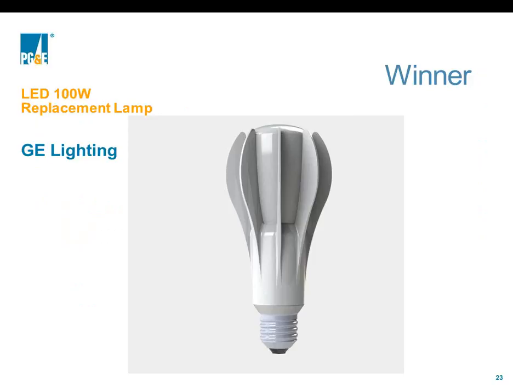I'm going to move on to the replacement lamps category. In this area, there's two that came up on top. One was this GE Lighting, their 100-watt replacement. What's kind of unique about this one and the next one, when it comes to 100-watt replacements, is that it has historically been a challenging category for manufacturers to achieve the level of performance that's needed to compare to a traditional 100-watt incandescent lamp.